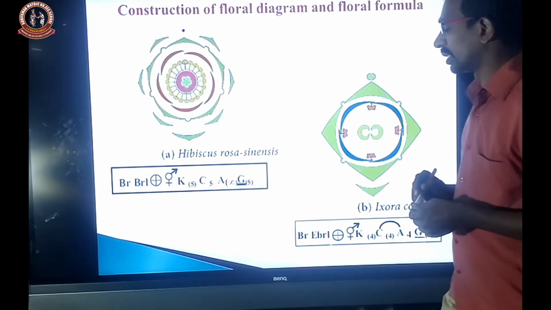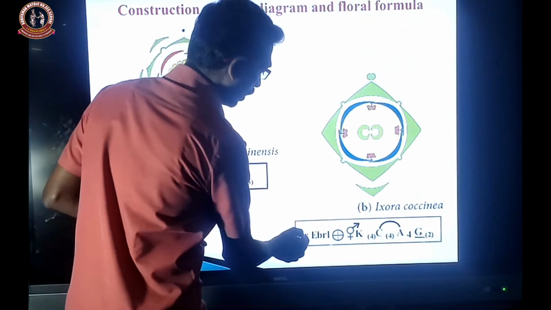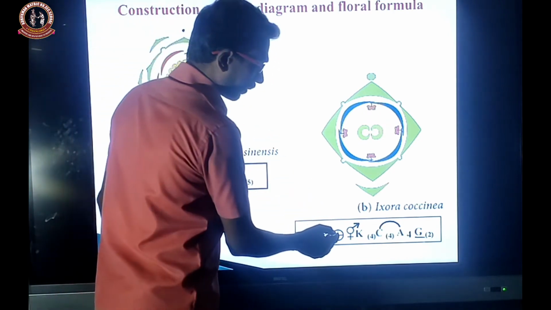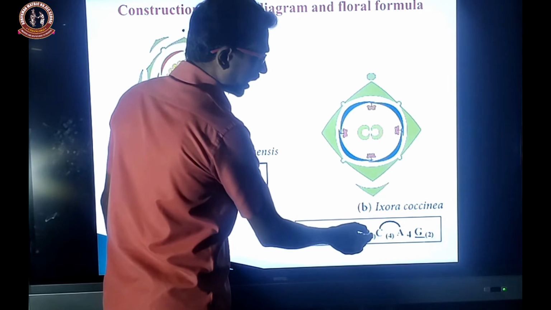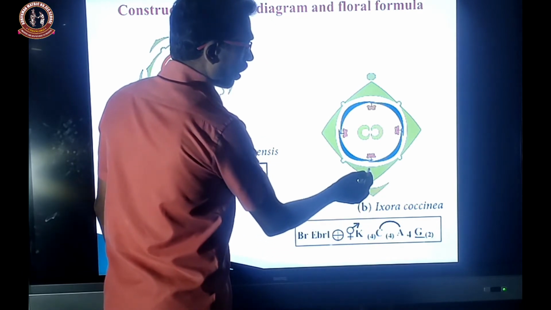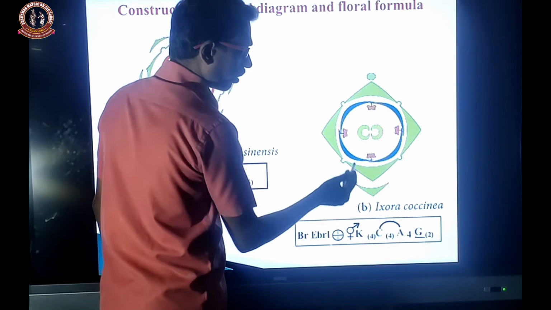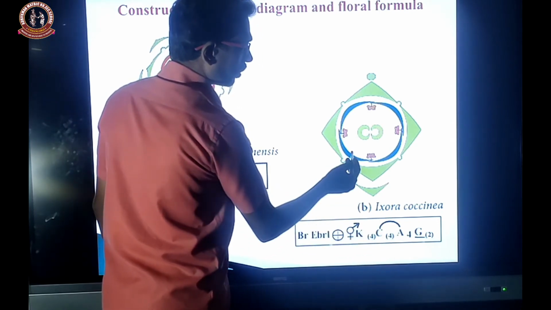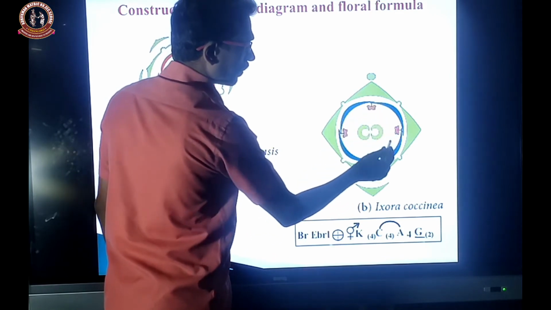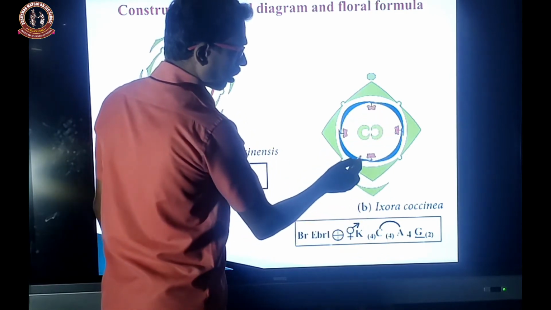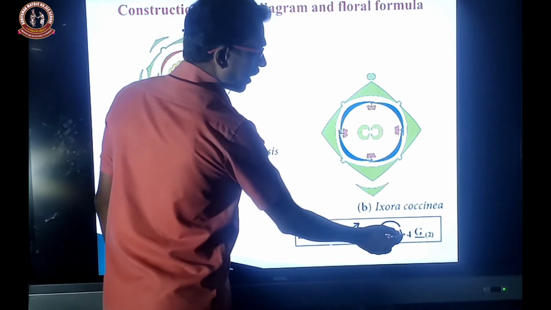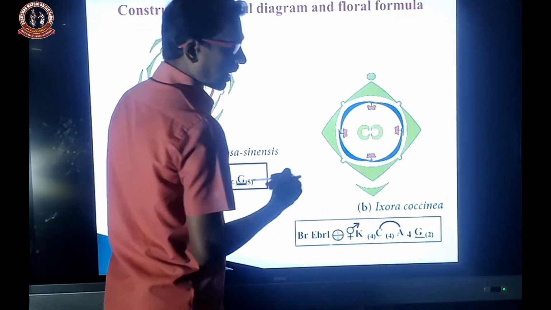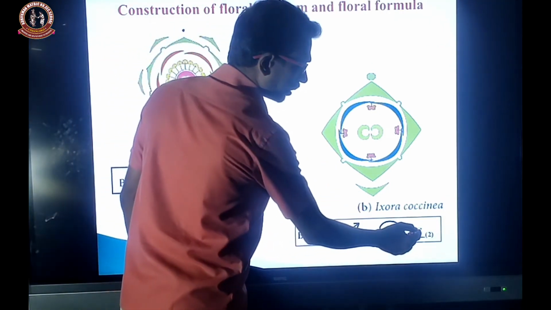Next, Ixora coccinea, the floral formula. BR, bract is present. EBRL, that is bracteole is absent. Actinomorphic, bisexual, K4, that is calyx, 1, 2, 3, 4. So 4 within bracket, they are fused. And corolla 4, that is petals 1, 2, 3, 4. They are fused. So corolla is fused. And androecium 4, 1, 2, 3, 4, but epipetalous.